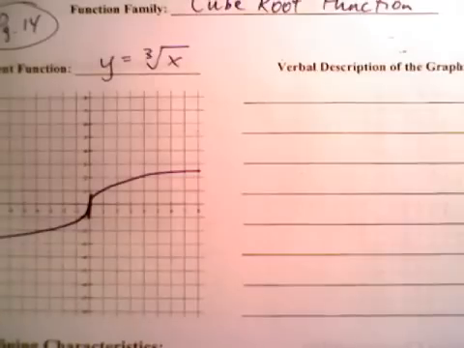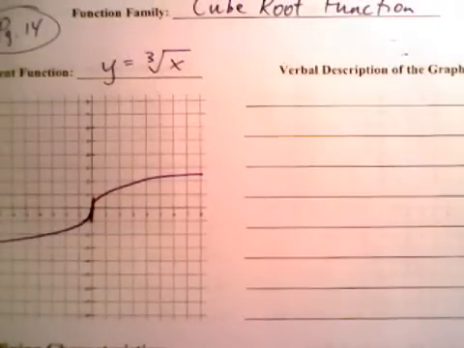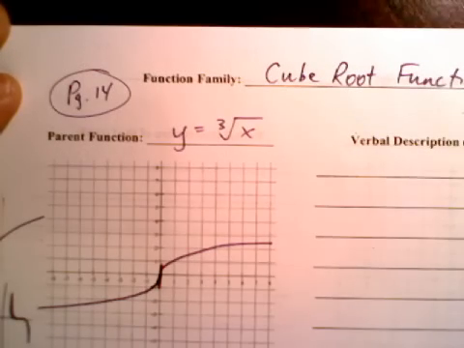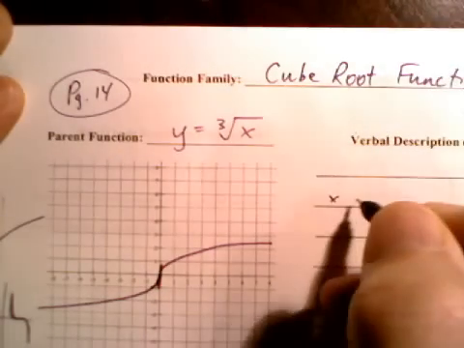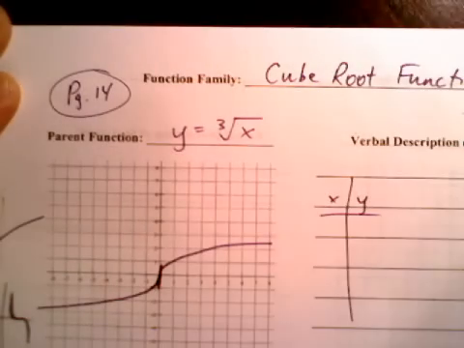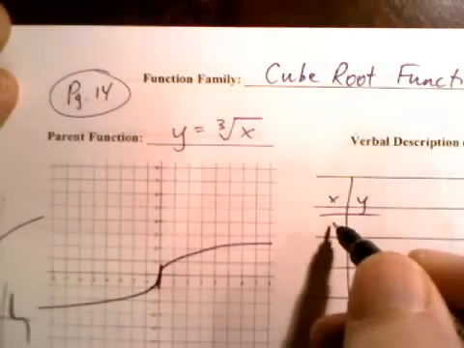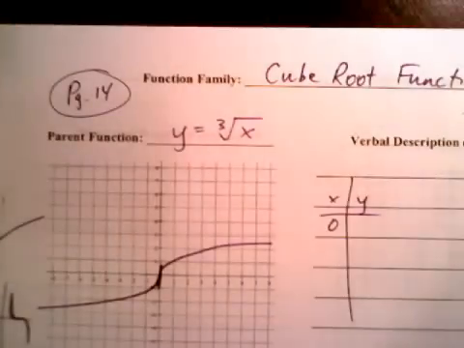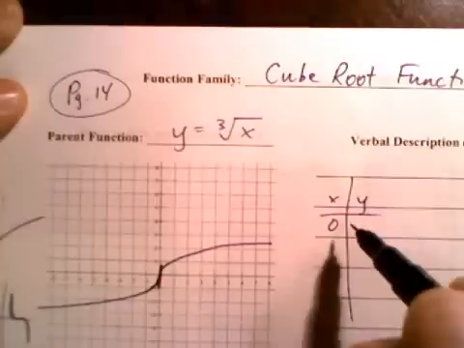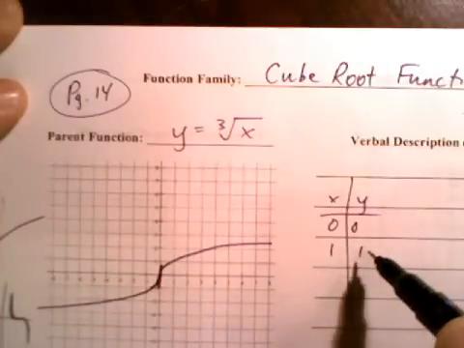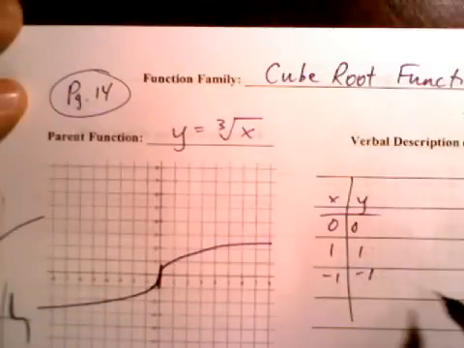One thing that occurred to me after stopping the recording on the last video, in regards to the cube root function: if you ever get stuck and you can't remember, this is a really pretty simple one to just plot some points. Just pick an input and then see what output it produces. If you take the cube root of 0, you're going to get 0. The cube root of 1 is 1. The cube root of negative 1 is negative 1.